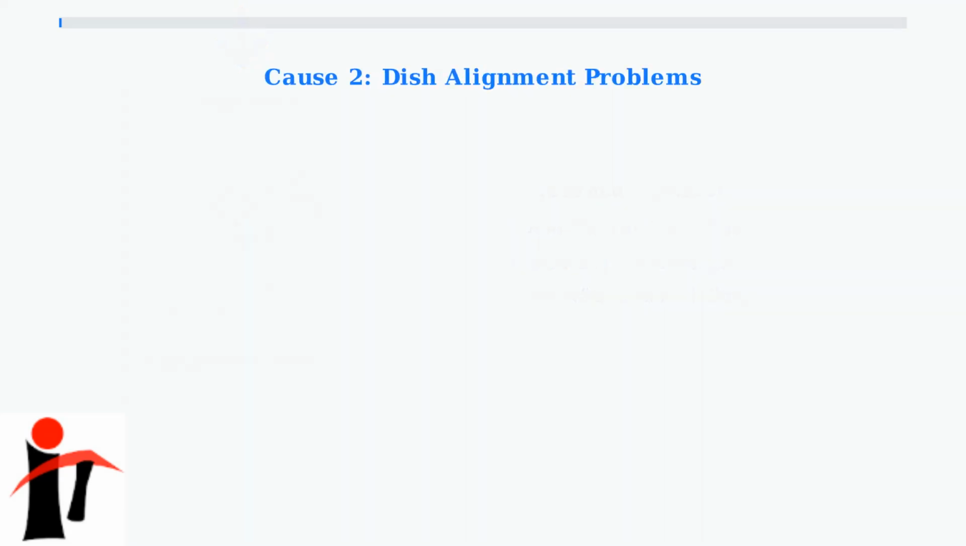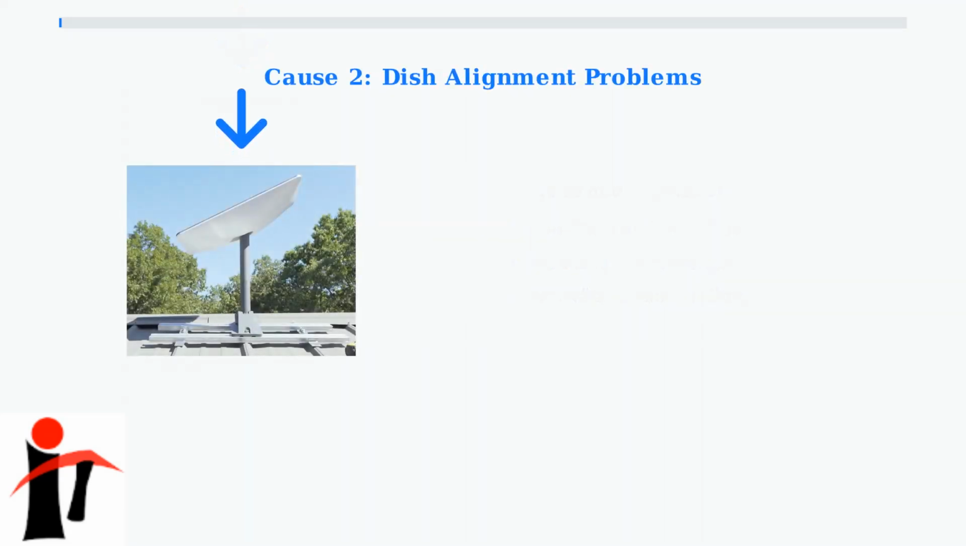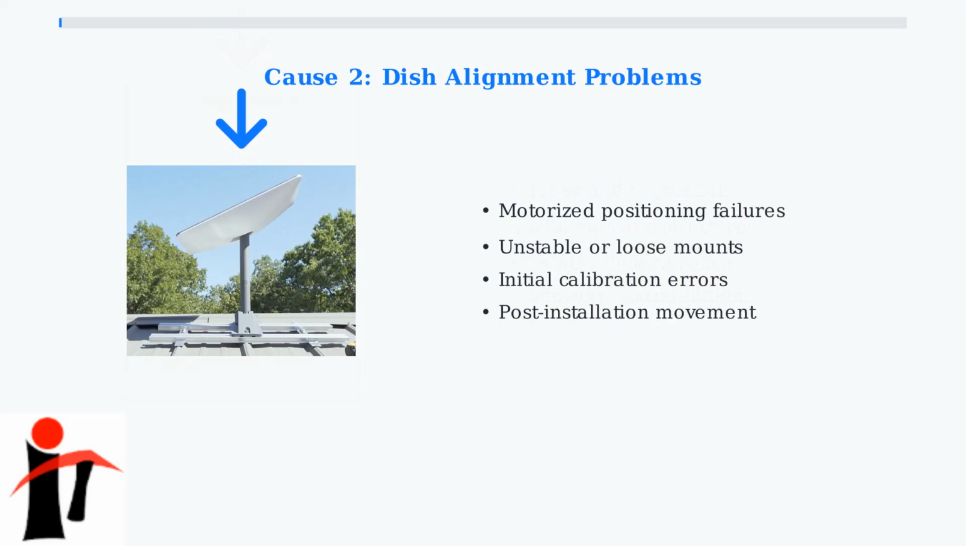The second major cause involves dish alignment problems. Starlink dishes automatically adjust their position, but mechanical issues can prevent proper alignment. This includes motorized positioning failures, unstable or loose mounting systems, initial calibration errors during setup, or movement after installation.